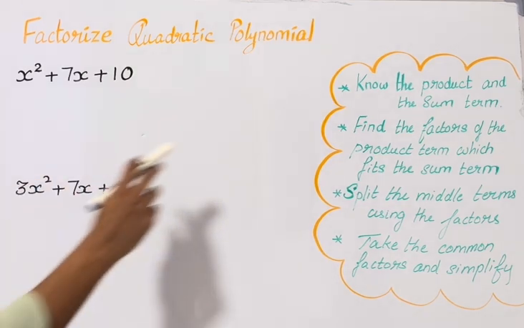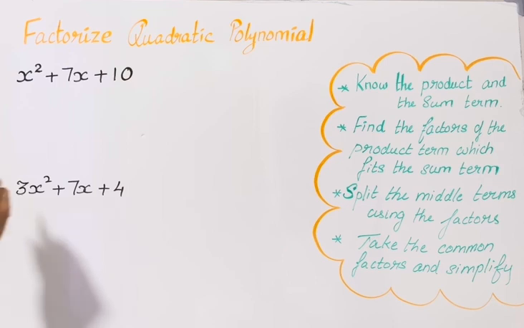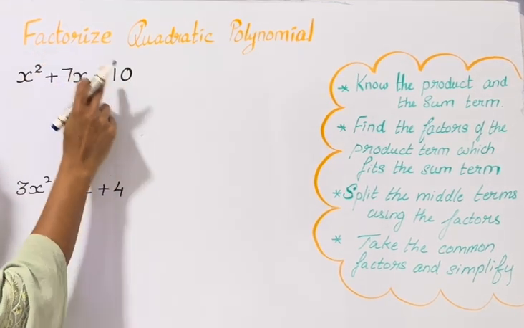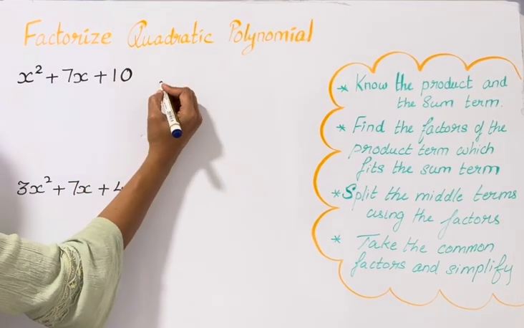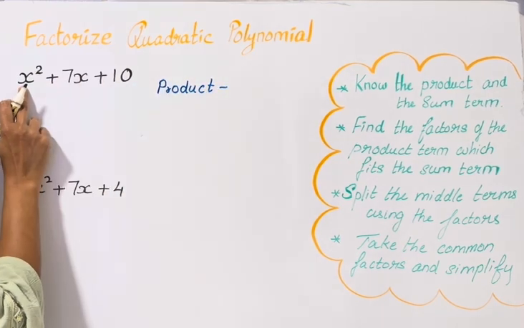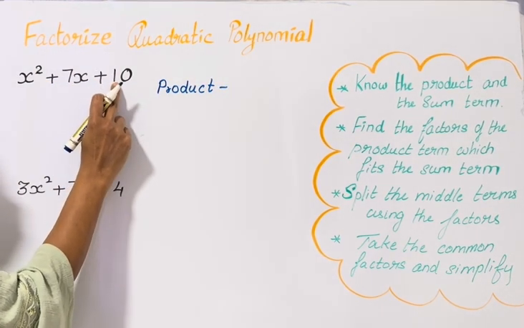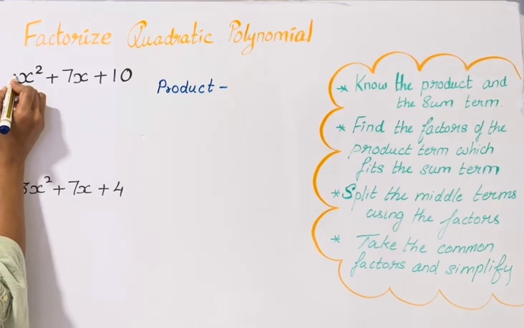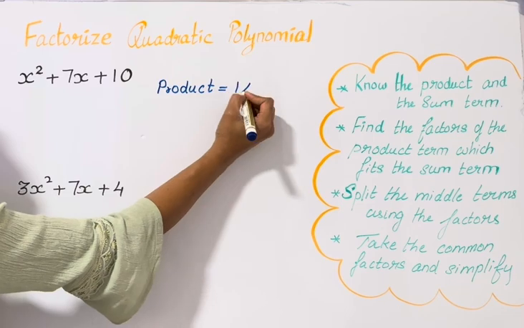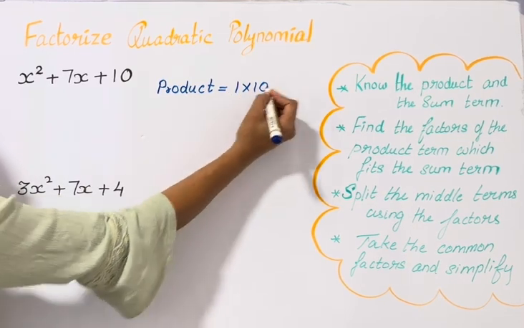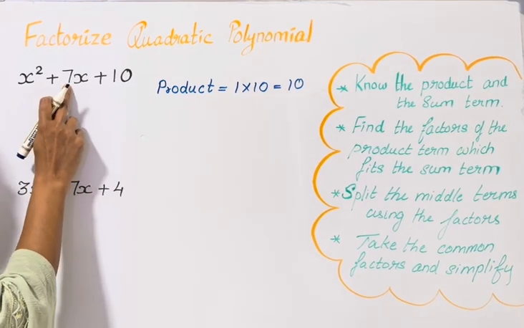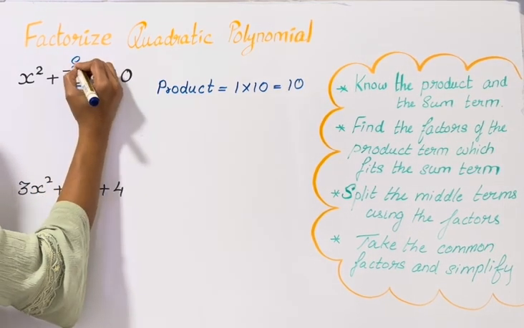First step, know about the product and the sum term. The product is the coefficient of x square times the constant term. Here the coefficient of x square is 1 and the constant is 10. So the product term is 10. And the sum term is 7x.